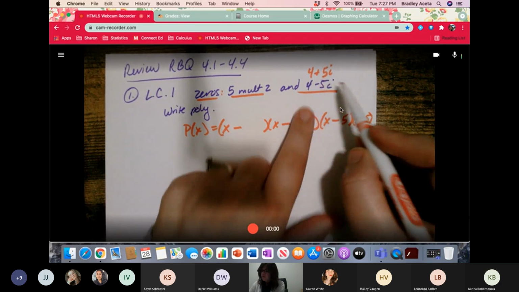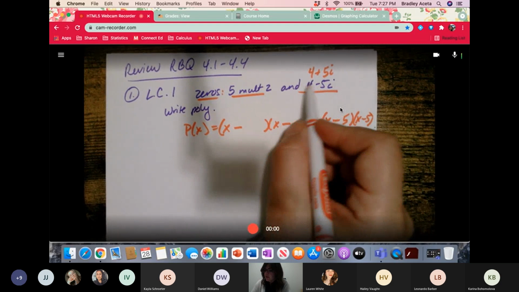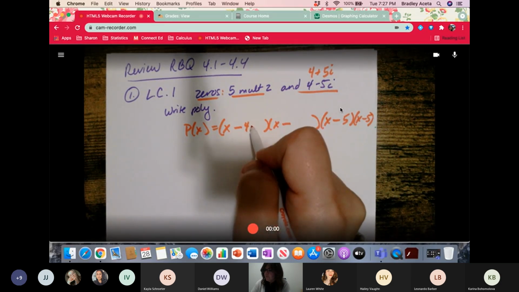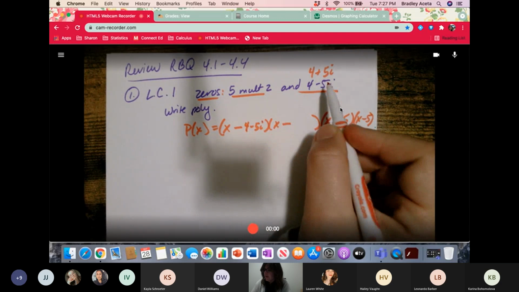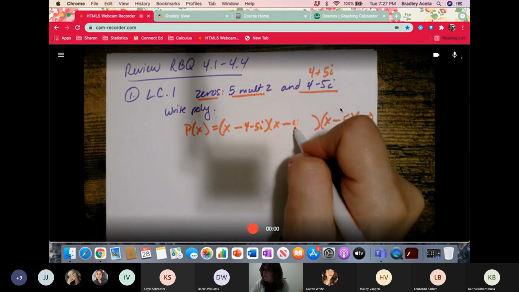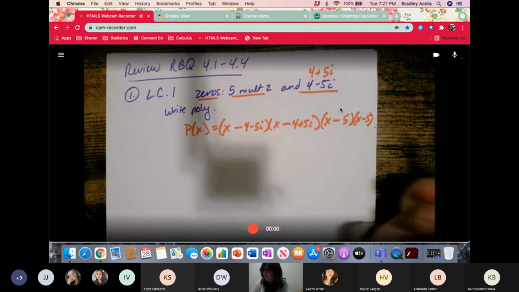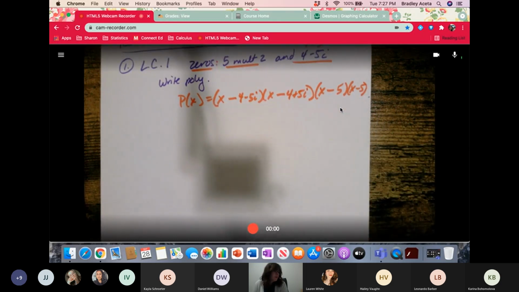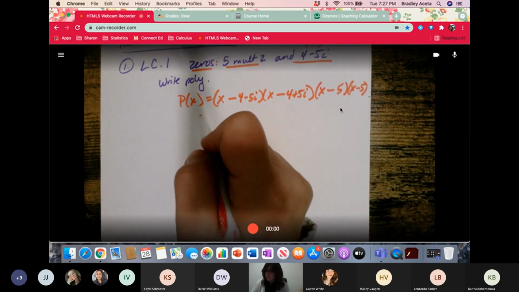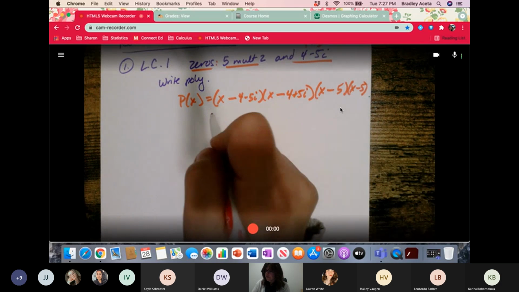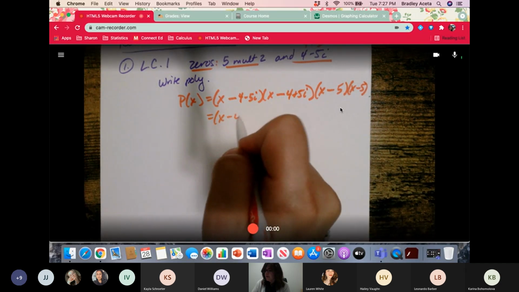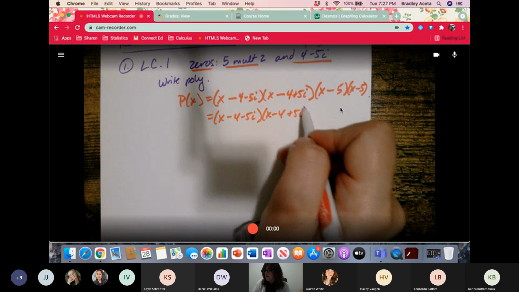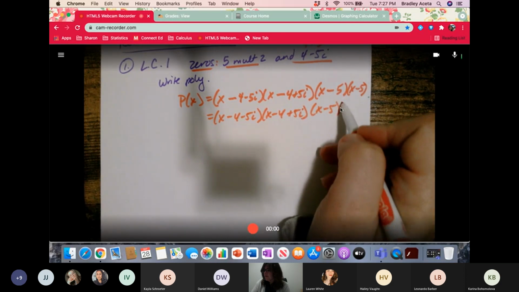And then one of these roots goes here, but you have to distribute that negative. So minus 4 minus 5i. This one would be minus 4 plus 5i. And I didn't FOIL it out. I left it like this. I actually just wrote it as x minus 5 squared.